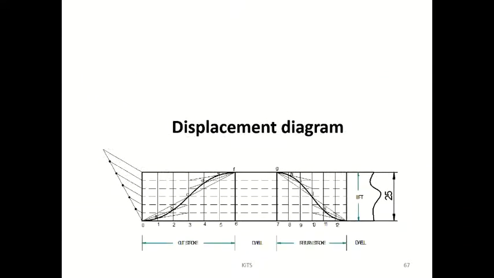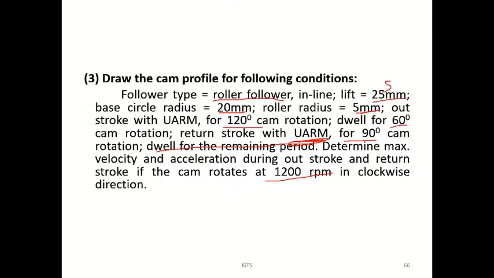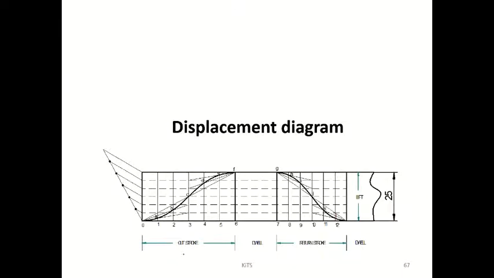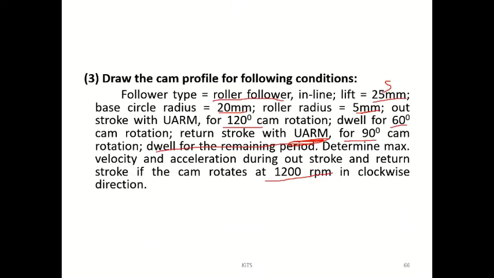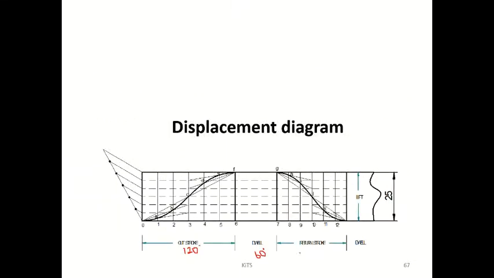So the outstroke value is 120 degree. Then dwell for 60 degree. Then return stroke for 90 degree. The remaining is the dwelling period.